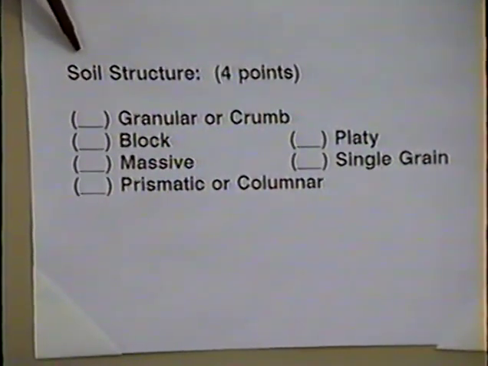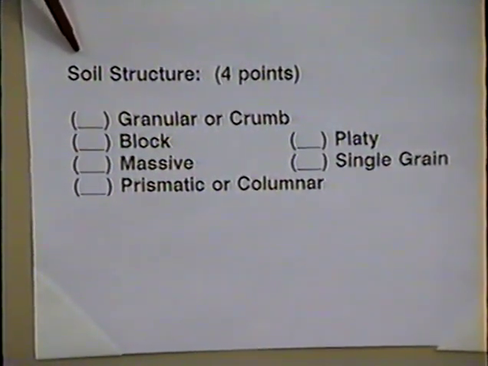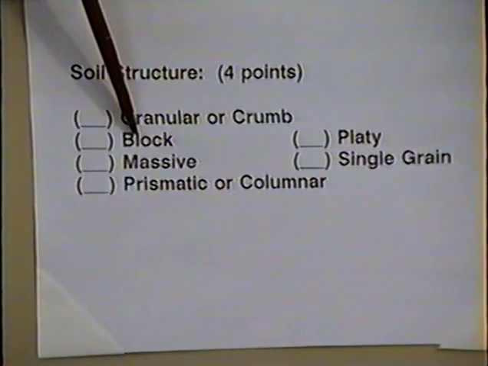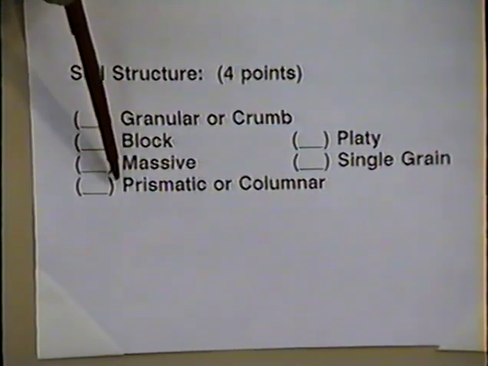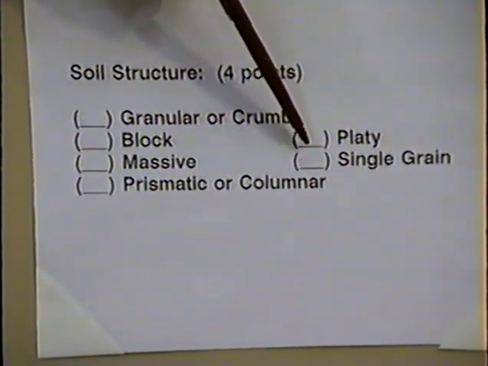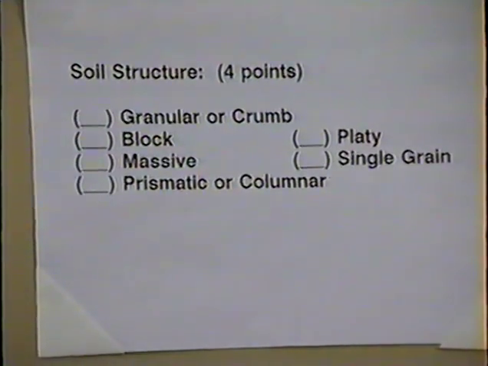Well, we've talked about the individual particles in the soil. Most of the time these particles are aggregated together or grouped together to form aggregates. So let's move on to the next characteristic of the soil. It's structure, soil structure. So now we're going to talk about soil structure. The terms on the scorecard to identify the soil structure are granular or crumb, block, massive, prismatic or columnar, platy, or single grain. These are the terms that are used to describe structure.